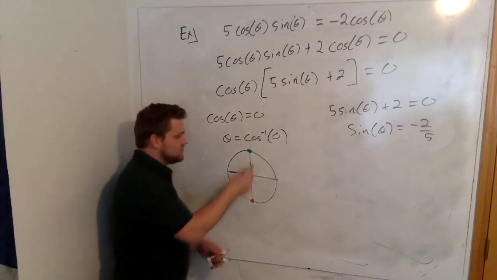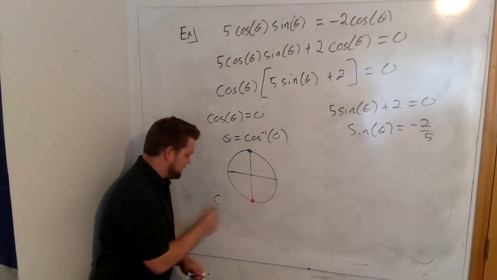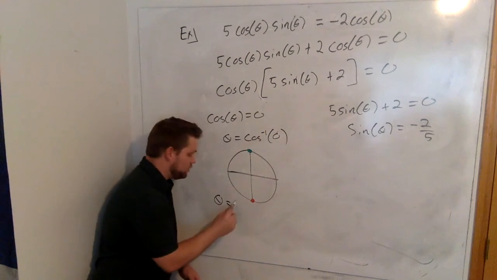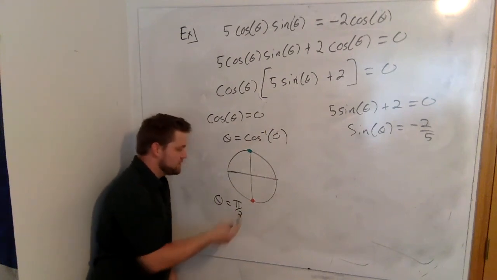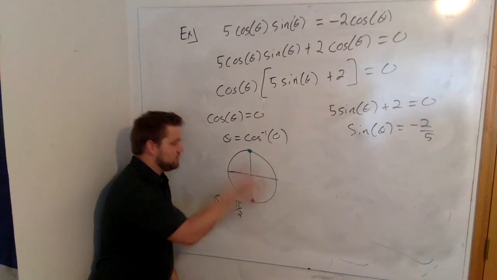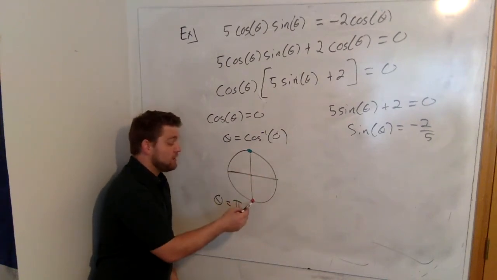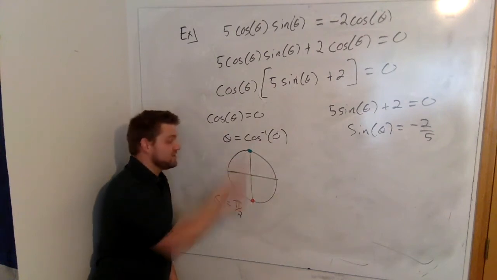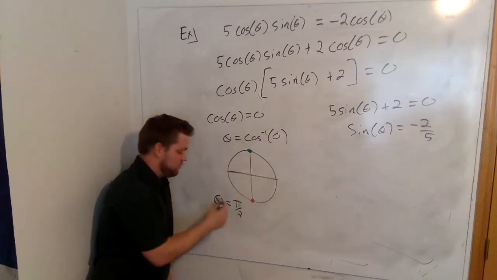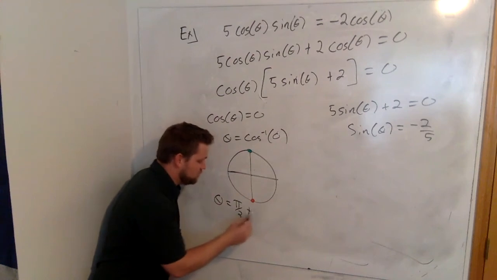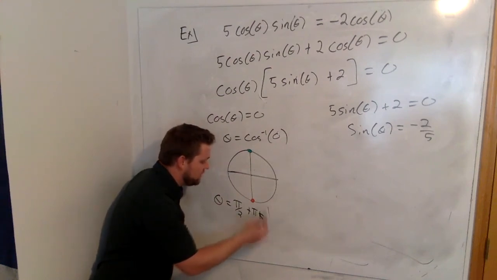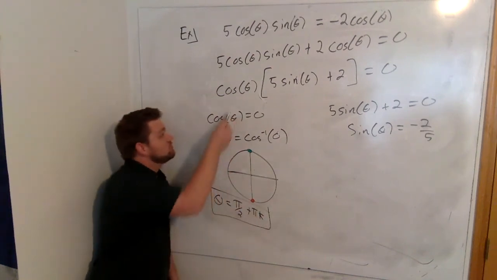Well, let's think here. Theta could be equal to pi over 2 plus 2 pi k. But for this one right here, what is this? This is 3 pi over 2, 3 pi over 2 plus 2 pi k. But how about we start here and just add pi and jump back and forth? So theta could be pi over 2 plus pi k. That'll be the solution for this one.